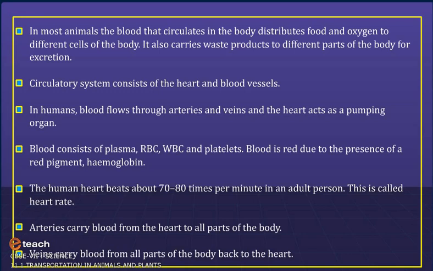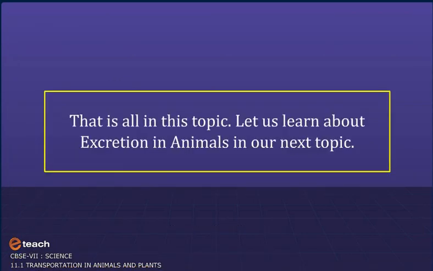Arteries carry blood from the heart to all parts of the body. Veins carry blood from all parts of the body back to the heart. That is all in this topic. Let us learn about excretion in animals in our next topic.